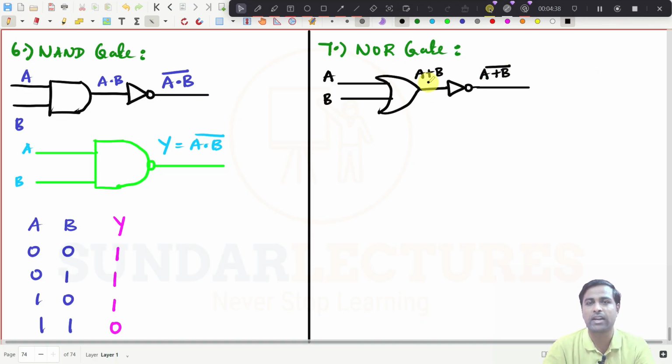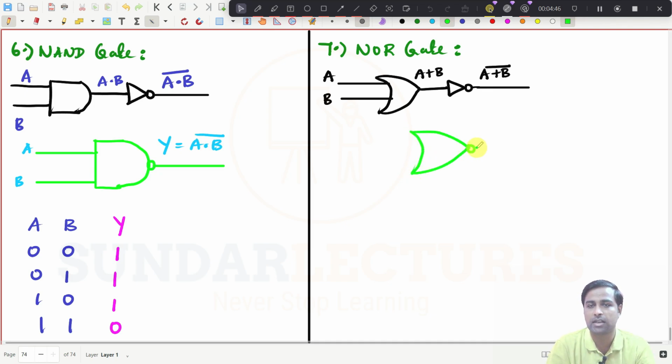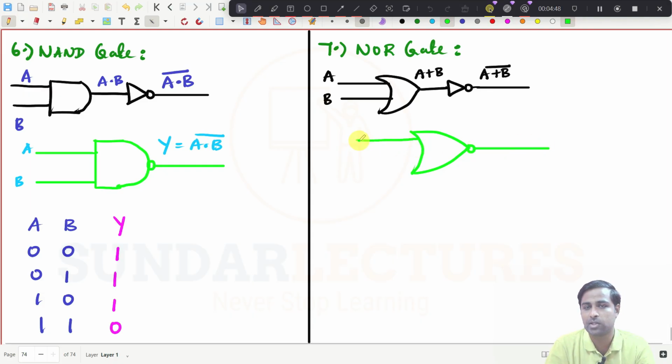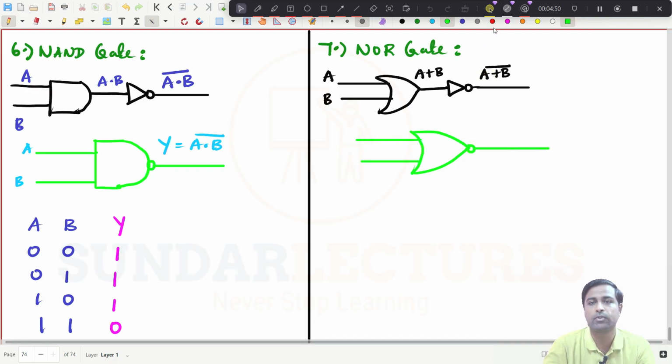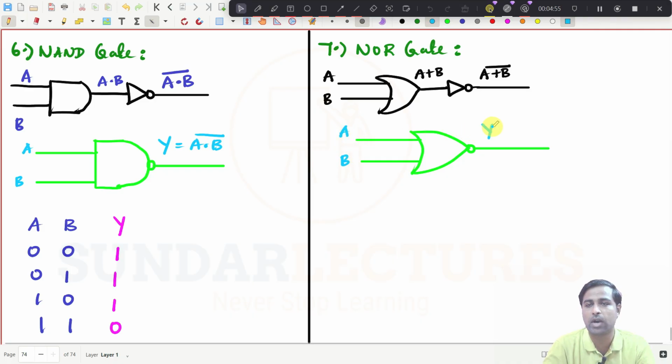So this one I can implement with a single gate. What is the procedure? It will be like this, and I can put a NOT here, drawn like this. So these two are the inputs now, this will be A, this will be B, and Y will be equal to A plus B whole bar.